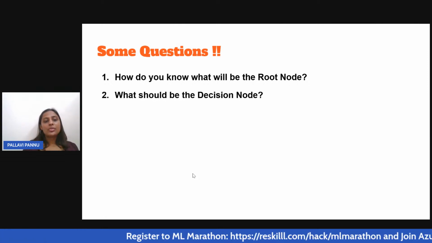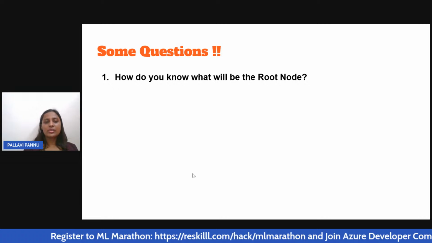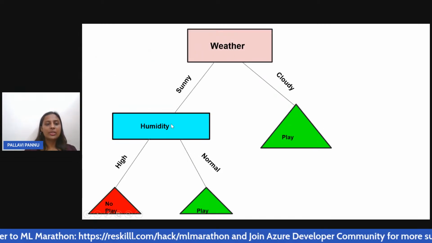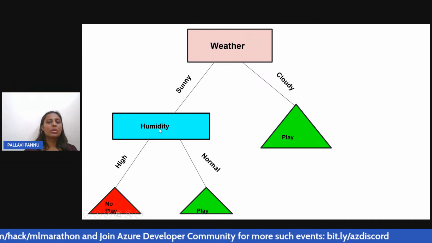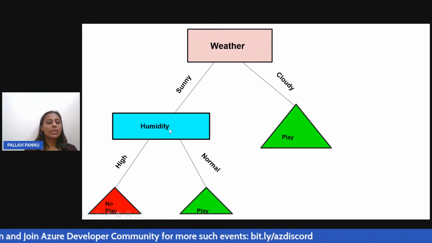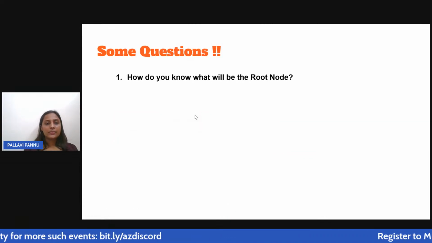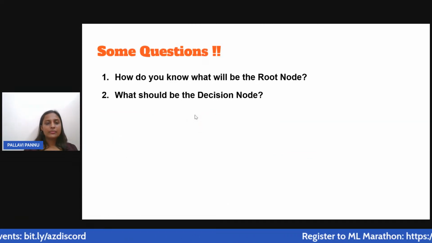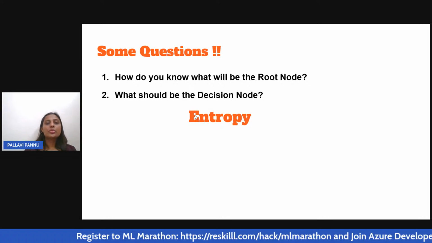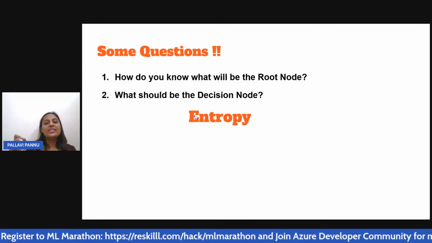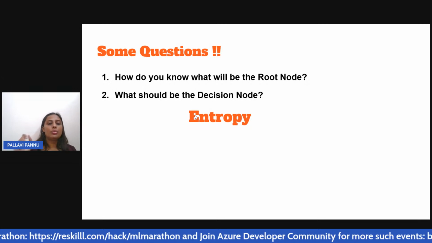Next, what should be the decision node? Here the decision node is humidity. This is my root node and this is my decision node. How do you know that weather is the root node and humidity is the decision node? Yes, you have to calculate the entropy. Someone commented that we have to calculate the entropy. So using entropy, you can easily find out what my root node will be.